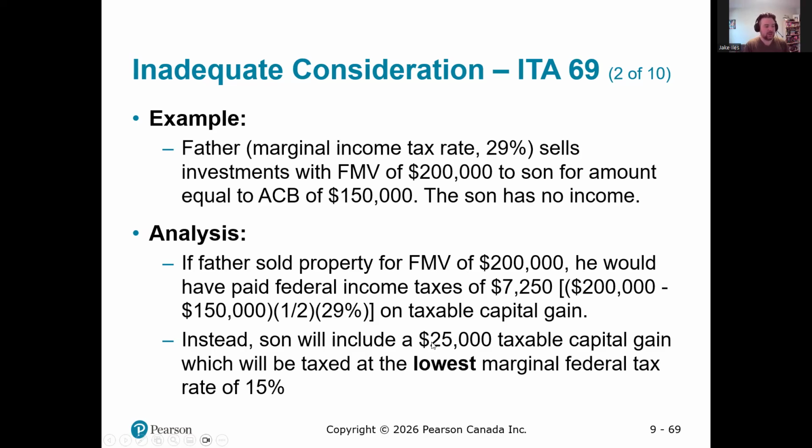Instead, son will include a $25,000 taxable capital gain. The capital gain in this transaction is 50,000, so taxable is half of that. So the $25,000 taxable capital gain will now be taxed at the lowest marginal rate of 15%. So I've been able to move that capital gain, that income from my tax bracket to a lower tax bracket by having my son sell it for me. By putting the son as the intermediary, now we've sold the asset for 200,000. The same amount of money is within our family unit, but as a whole, we've paid less taxes.